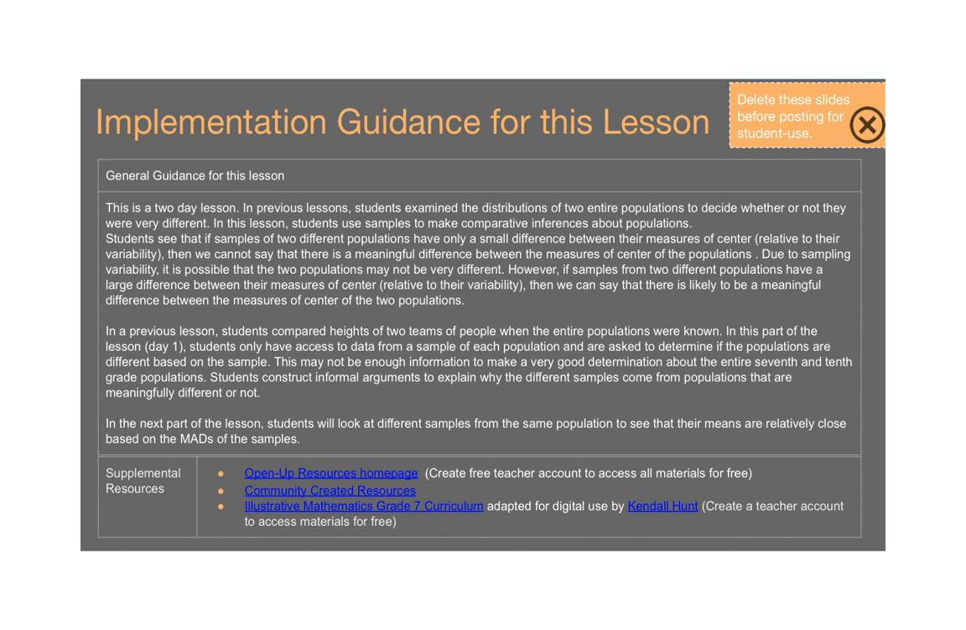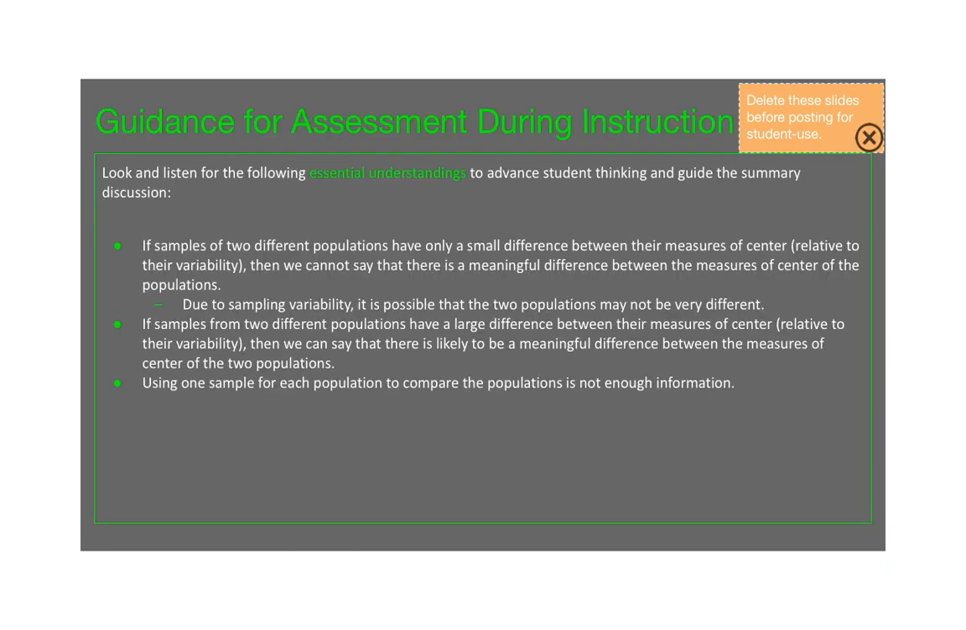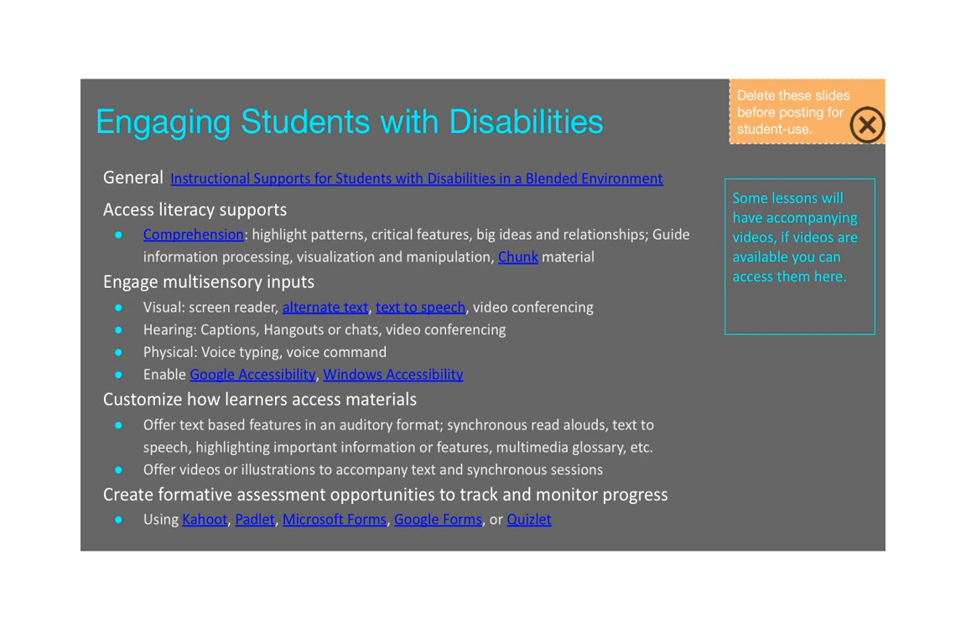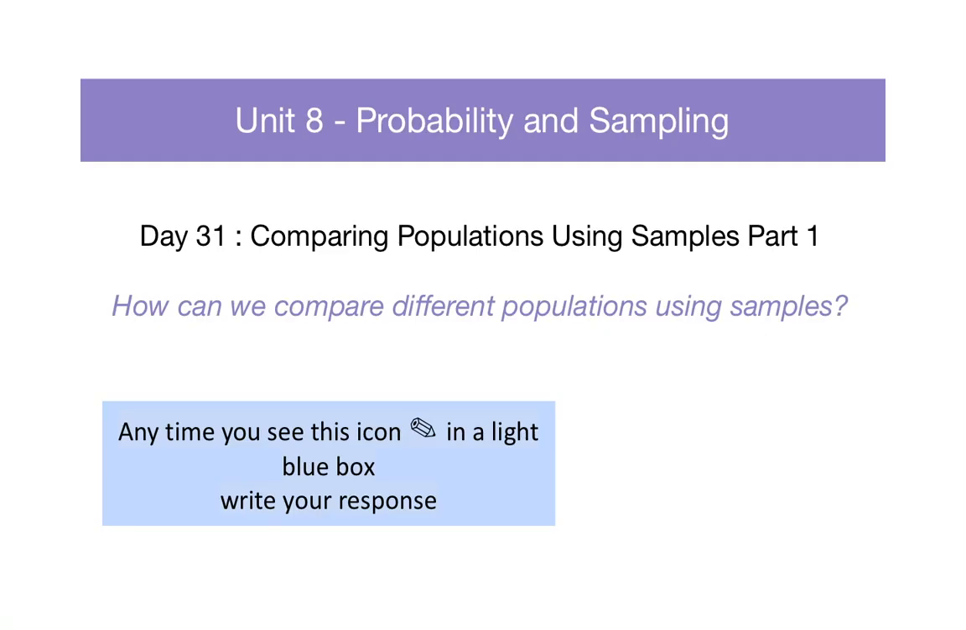In previous lessons, students examined the distribution of 2 entire populations to decide whether or not they were very different. And in this particular lesson, students are using samples to make comparative inferences about populations. We also provide guidance for summarizing, guidance for assessment during instruction, and general methods of engaging with students with disabilities and multilingual learners. 7th graders are working on Unit 8, Probability and Sampling, Day 31, Comparing Populations Using Samples, Part 1. How can we compare different populations using samples?